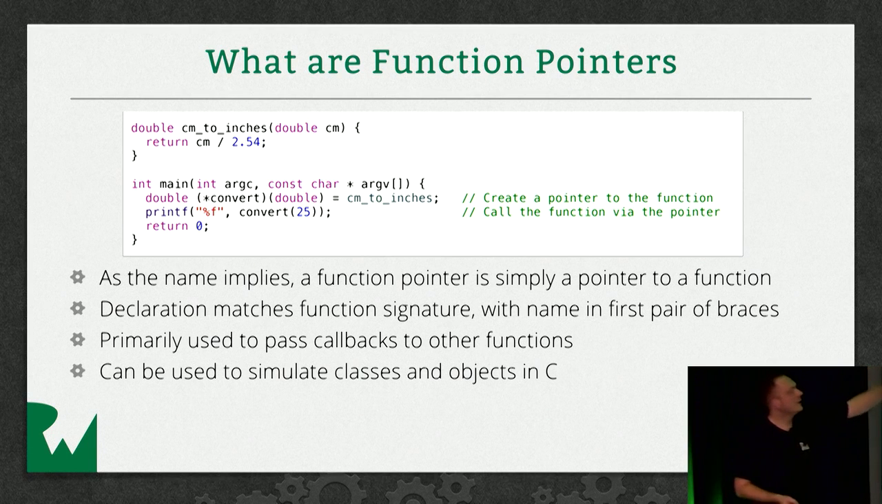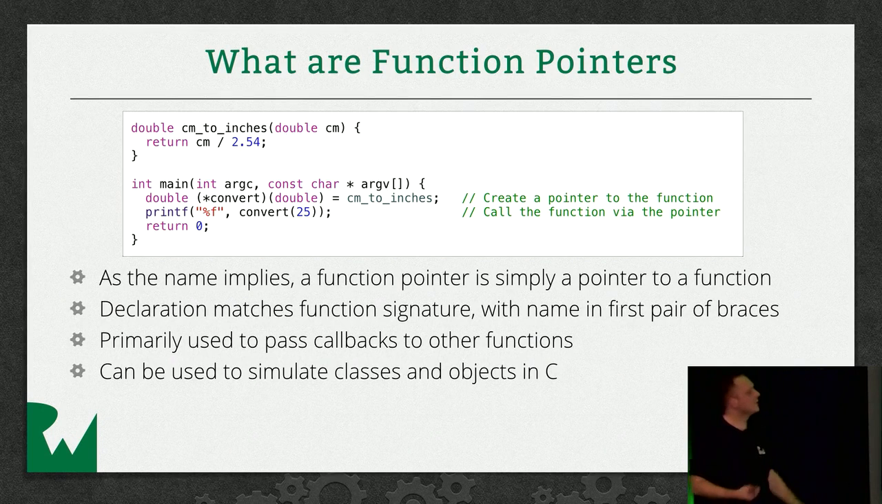We've got an example at the top here. We've got our centimeters to inches function, and on this line we create a function pointer to it. It matches the original declaration apart from this first pair of curly braces. And what we put in there is the name of that function pointer. Then we can use that throughout the rest of our code to call the original function using that name that we put in those parentheses.